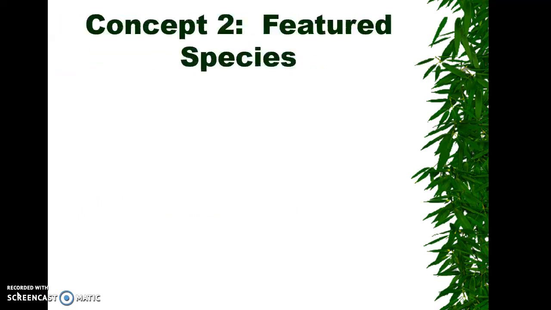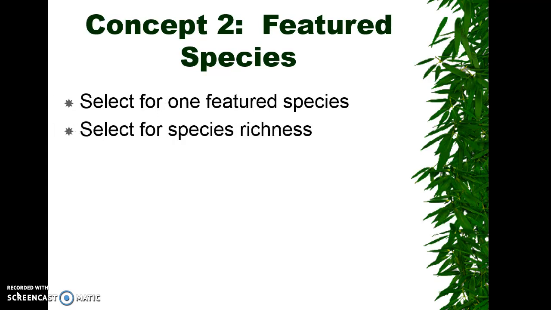The second concept is this idea that we're going to manage habitat for a featured species. And in your take-home assignment today, that is what you will be doing. The problem with looking at one featured species is that it doesn't consider the needs of everything. And you can't consider the needs of everything. You're going to have trade-offs. When it's beneficial for one thing, it might be detrimental for another.